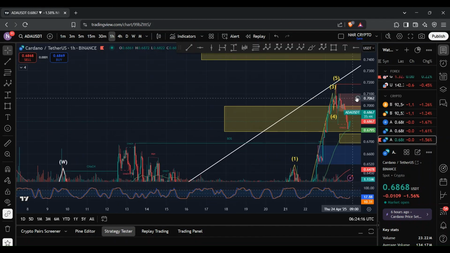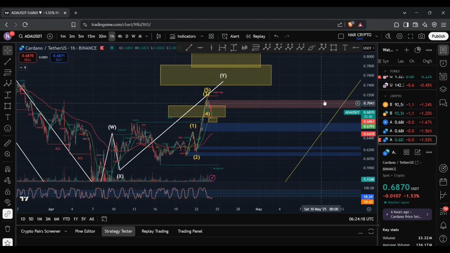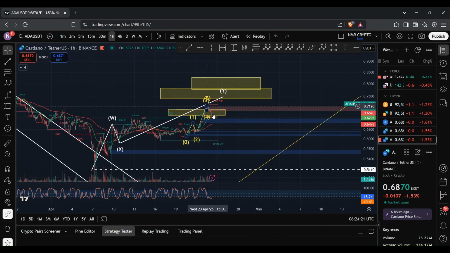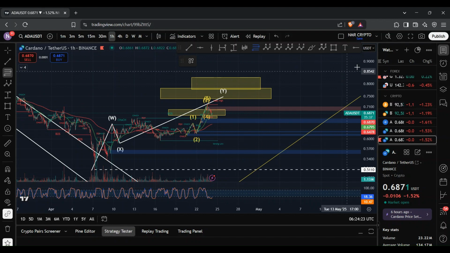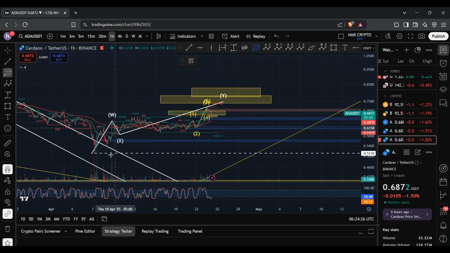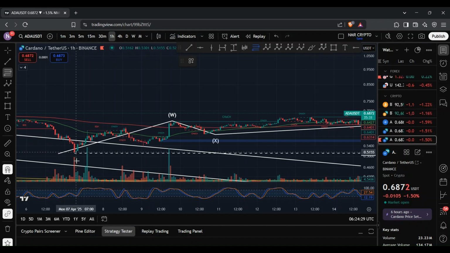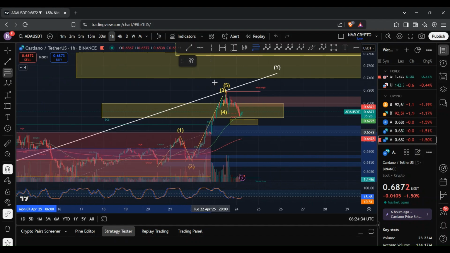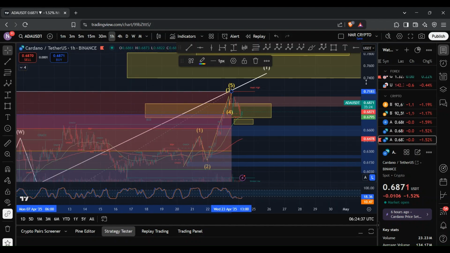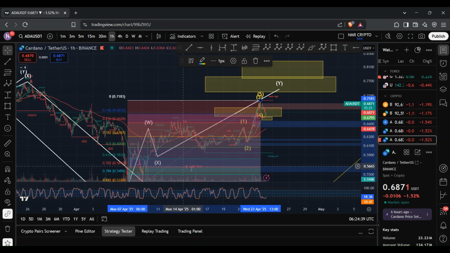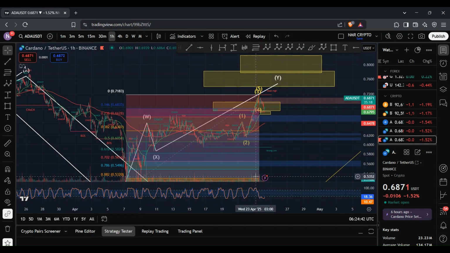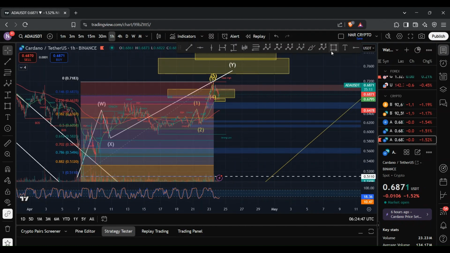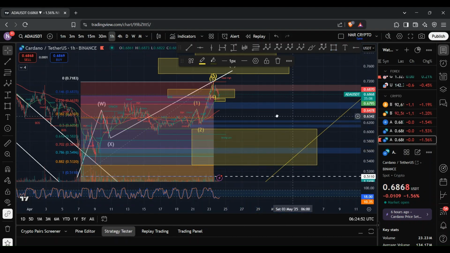And should that be the case, then it's possible that the WXY structure is complete, and then what we can do now is potentially track our wave X, and that wave X will typically be a 50 to 88.2% retracement of the W wave. So if I bring that to over here, ADA has the potential to retrace anywhere between 53.22 cents to around 60.55 cents. So anywhere within this region here. So if I just draw that in, anywhere within this region here.